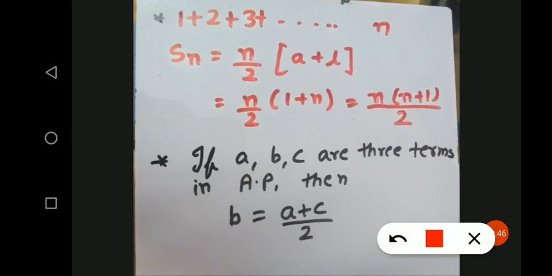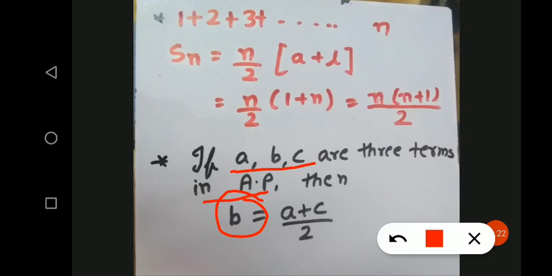Now second, one of the properties of AP helps you while solving a few questions easily without making more confusion. It says that if three terms a, b, c are given in AP, then the middle term b is equal to a plus c by 2. If three terms are given in AP, then the middle term b is equal to a plus c by 2.